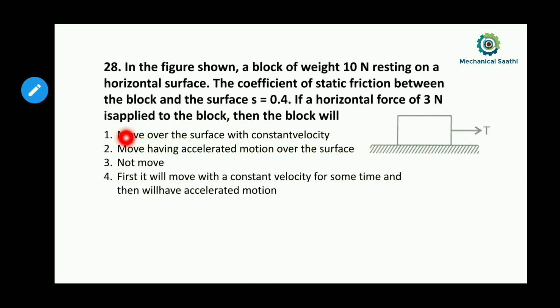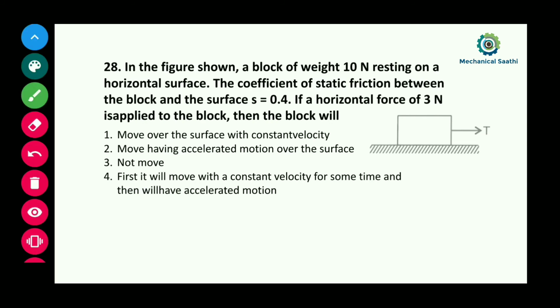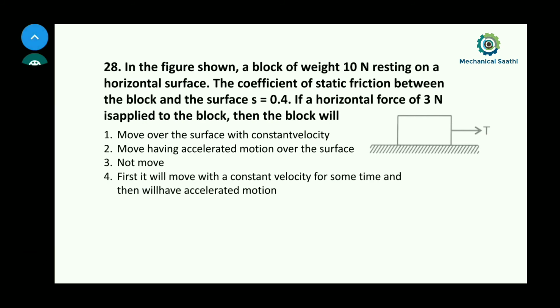The options are: move over the surface with a constant velocity, or move having accelerated motion over the surface, or it will not move, or the fourth option says that first it will move with a constant velocity for some time, and then it will have accelerated motion. Let us first see whether it will be moving or not, then we will discuss all these things. Weight will be acting downward, so weight W is given as 10 Newton, and it is resting on a horizontal surface. Mu, the frictional coefficient, is 0.4.